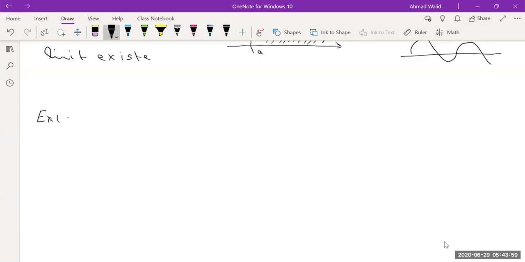Example number one, evaluate the integral from 1 to infinity of 3 over x dx. Here you see my upper limit is infinity. I will write my integral from 1 to t, changing infinity to t, but outside I will put the limit as t approaches where? Infinity. 3 over x dx. Now it's easy to deal with this integral, right?